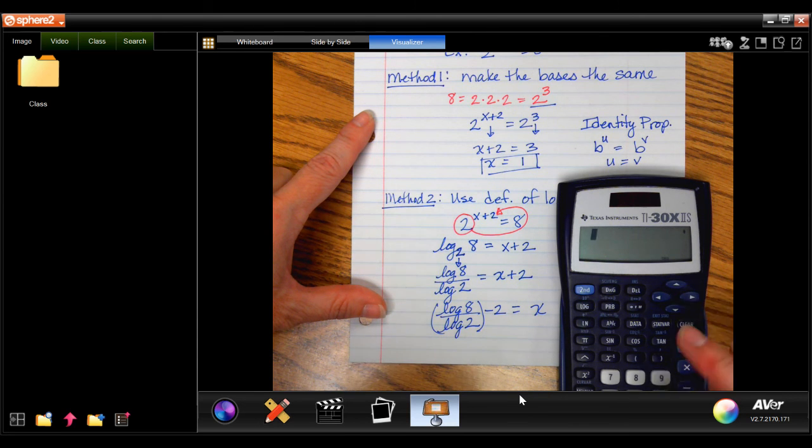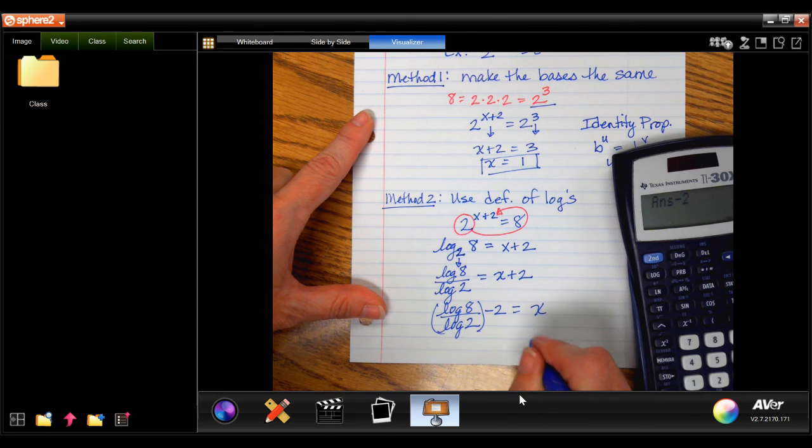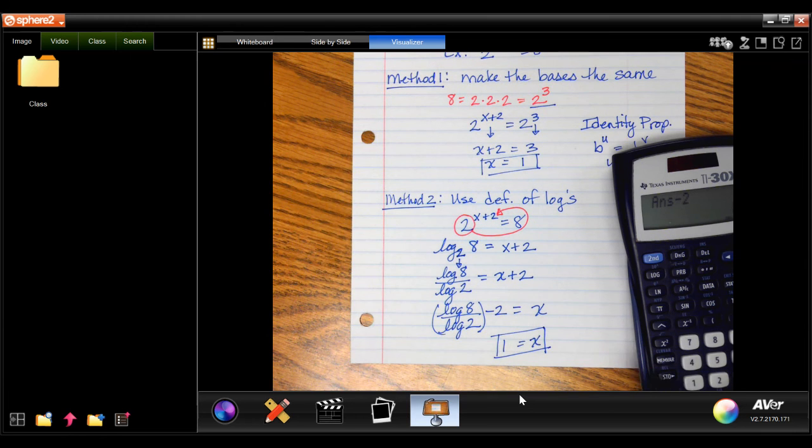Or you could do log base 8, do it in pieces, divided by log base 10 of 2. I misspoke on the first little piece. Hit enter, I get 3, and then I subtract 2. Order of operations says I do parentheses, then multiplication, division, and add and subtract last. And my answer again is 1, and that's exactly what we had in method 1.